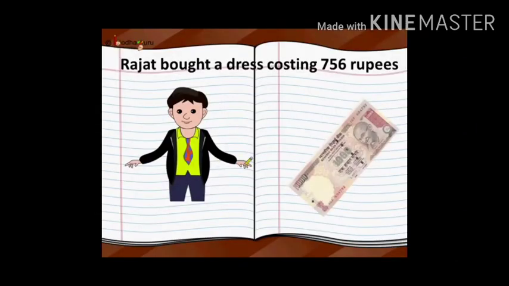Rajat bought a dress costing 756 rupees. He gave 1000 rupees to the shopkeeper. Means his dress cost is 756 rupees and he gave 1000 to the shopkeeper. So how much should the shopkeeper return back? Do we add here or do we subtract? Yes, my dear, we do subtraction because the shopkeeper has more money than the cost of the dress. So he will do subtraction.